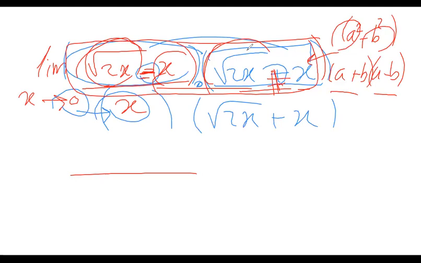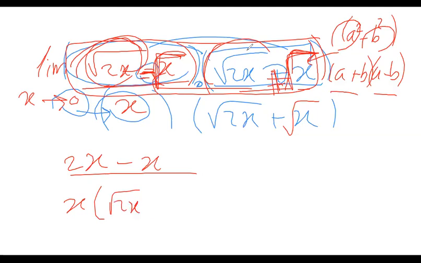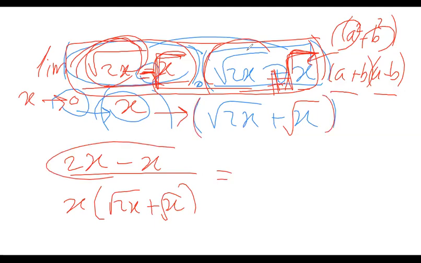Now, when you square a radical, you will get the radicand only, minus, or let's just take a radical here to make it easier for you. So let's say we have radical x. So you will have 2x minus x over x multiplied by radical 2x plus radical x. Now here you have x over x times radical 2x plus radical x.